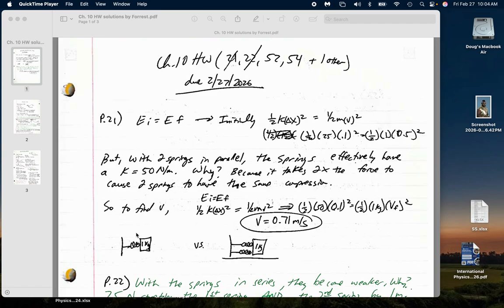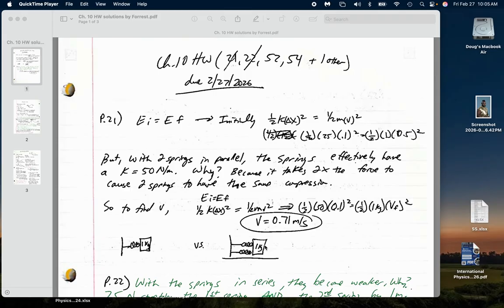It ended up being, once it was compressed by 0.1 meters, when it was released, it ended up moving 25 meters per second. So essentially it's saying, well, what happens if you have the same 1 kilogram object and it was squished 0.1 meters, but now you had two springs side by side, or in parallel?